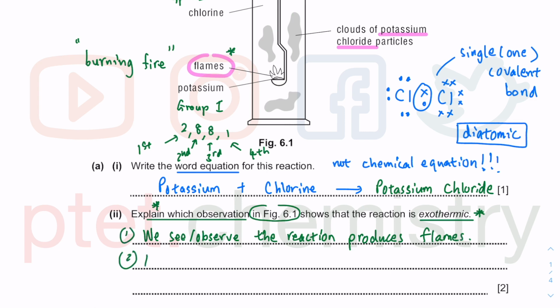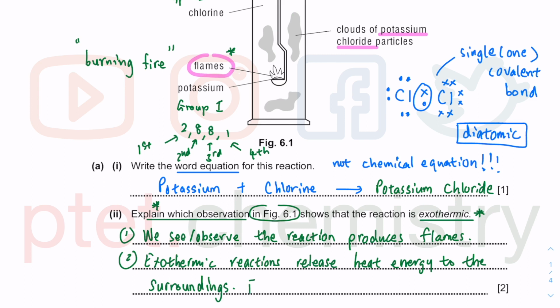So that means it is an exothermic reaction, because exothermic reactions, as defined in the syllabus, release heat energy. It releases heat energy to the surroundings, and that is why the surroundings will increase in temperature, the surroundings get hotter. That is part of the definition of exothermic reaction. So the surroundings increase in temperature, the surroundings get hotter.